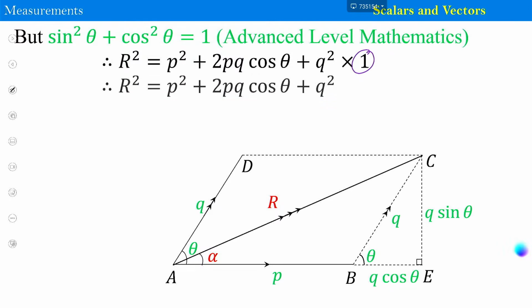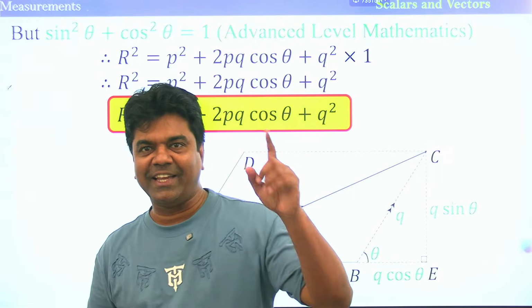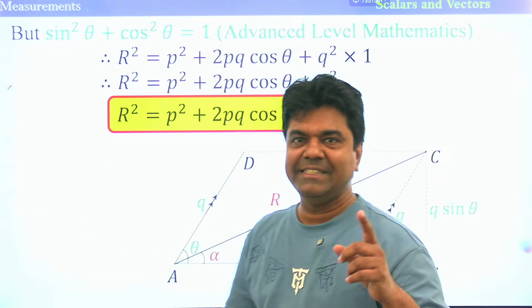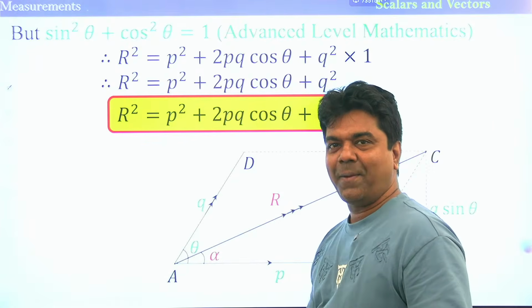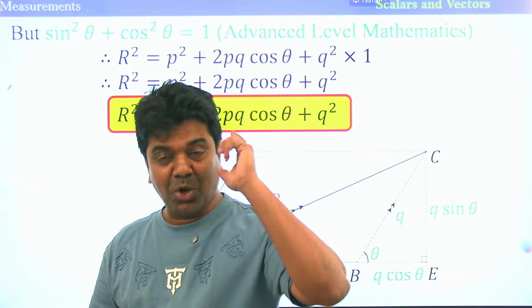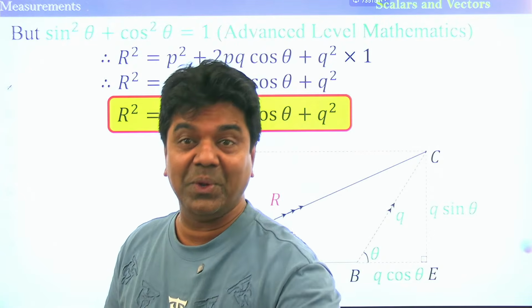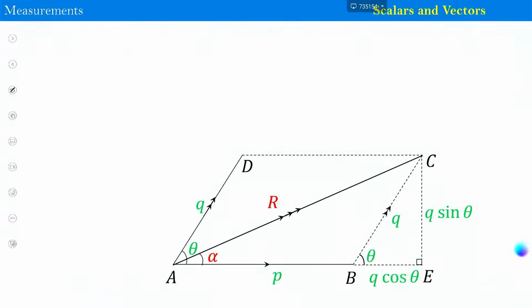Now we have a good expression. What is it? R squared equals P squared plus Q squared plus 2PQ cos theta, and using this formula we can find the resultant easily. Earlier we were doing the geometrical construction work. Now we use a formula to understand this, right?